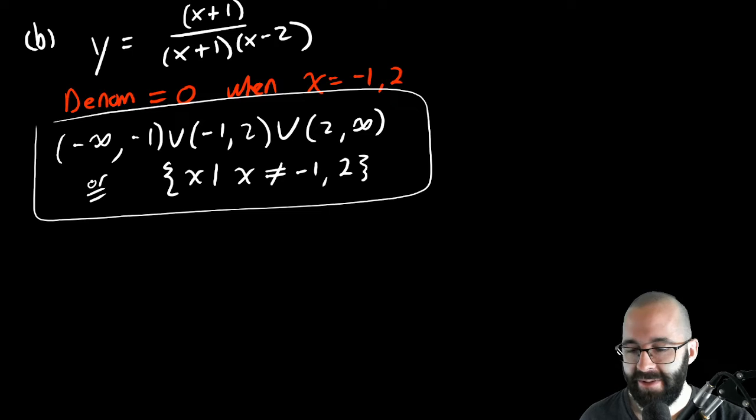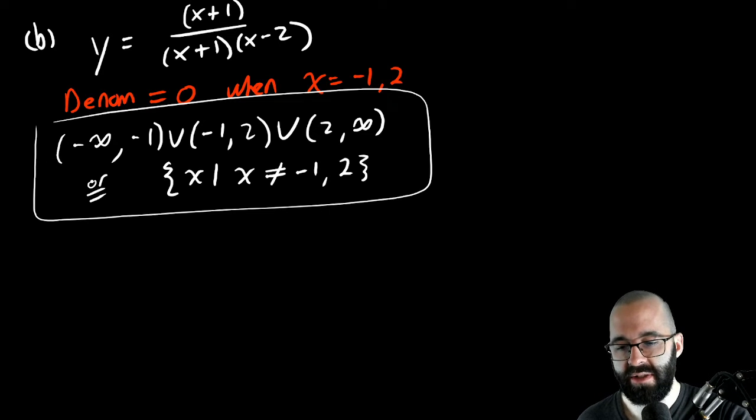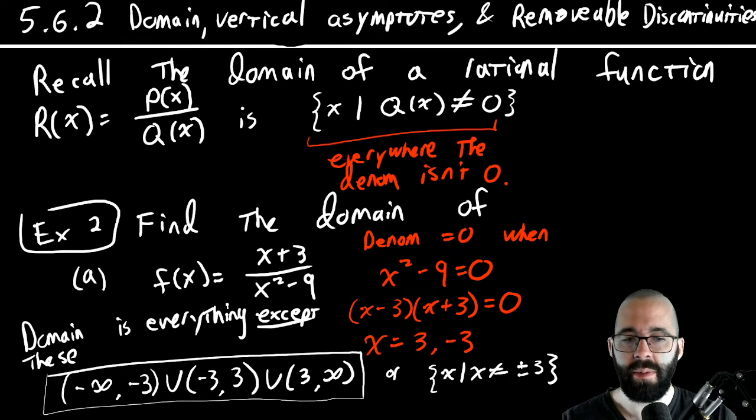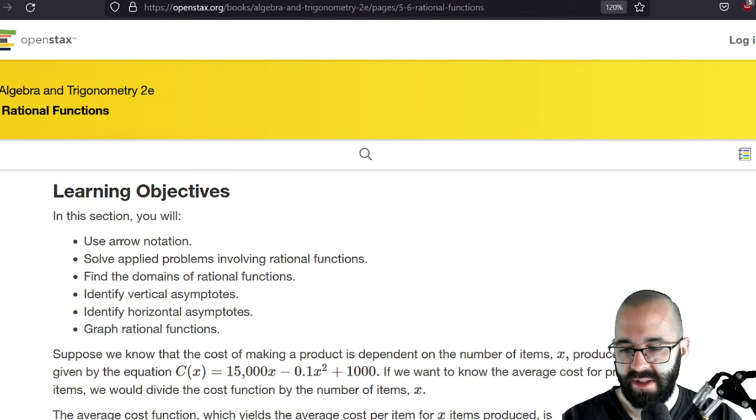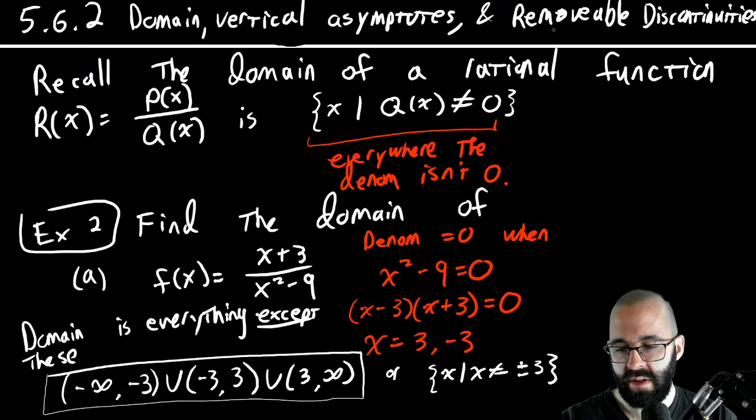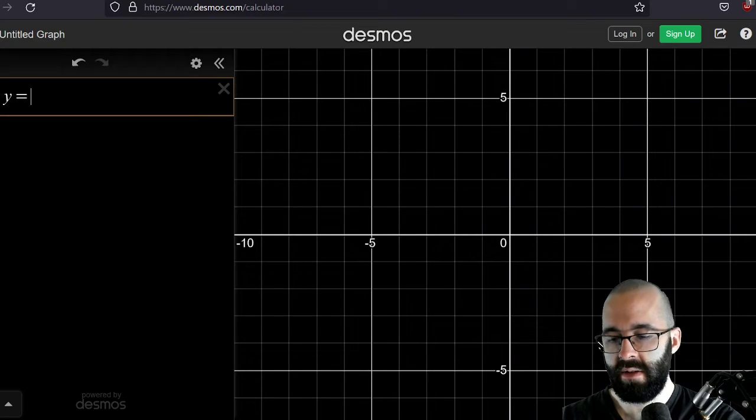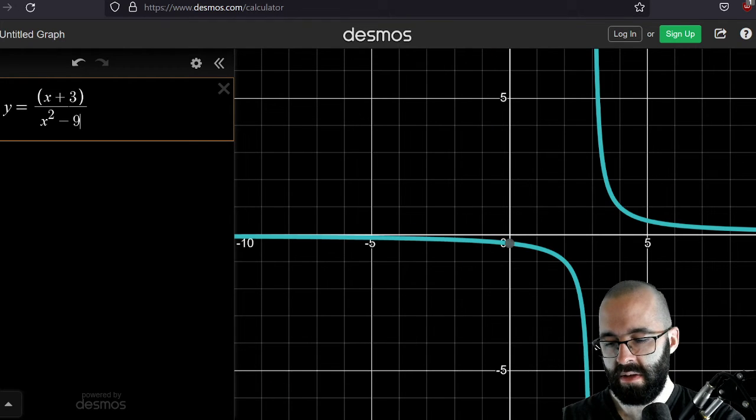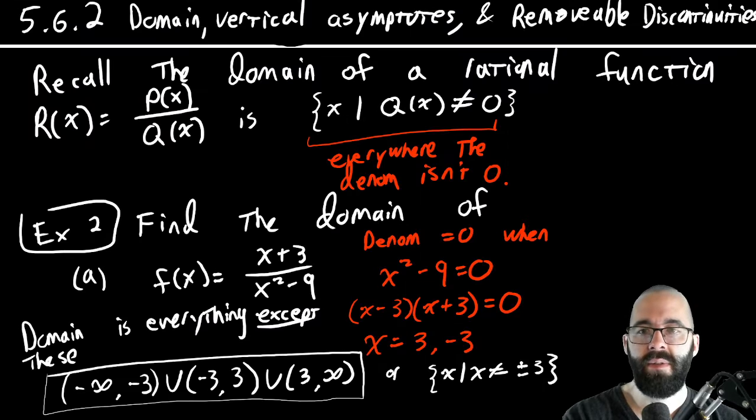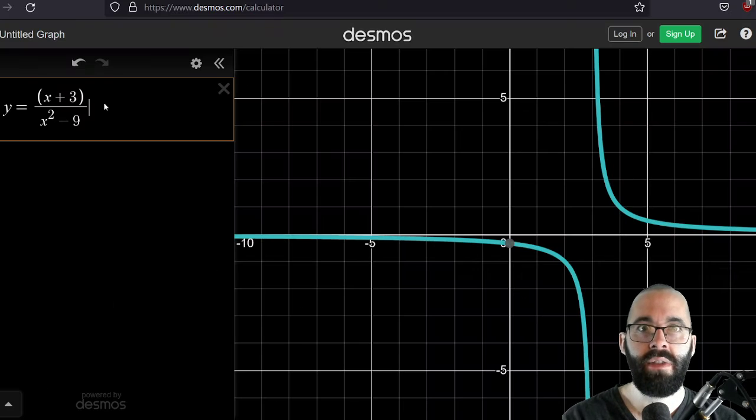Okay, so that's domain. Now let's look at these functions. Because these functions, we can visually talk about the domain. And not only can we visually talk about the domain, but there's going to be some little differences between them. Okay, so if we look at these functions, first one is (x plus 3) divided by (x squared minus 9). And what was our domain? We said our domain of this function was everything except for positive 3 and negative 3.